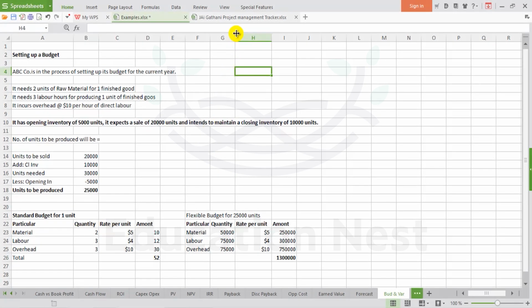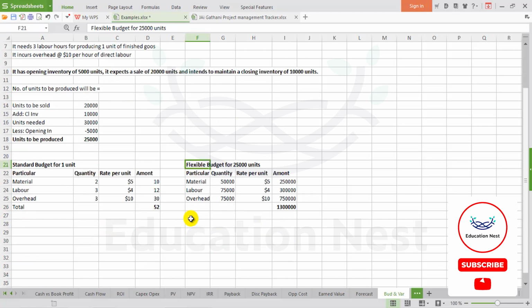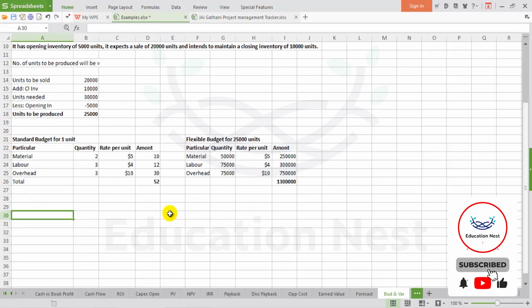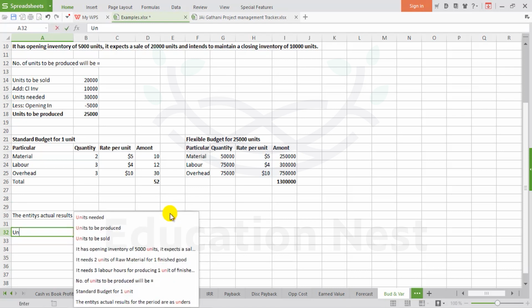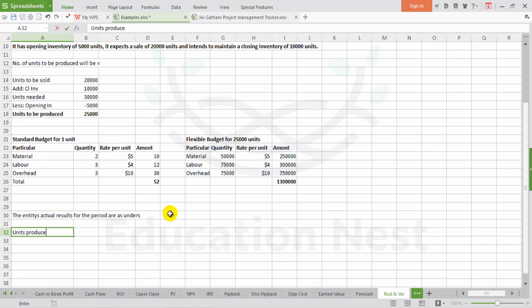Now we're going to see how we compute the variance out of this budget over here. Before that, we need some actual data also. Let us say the entity's actual results for the period are as under. It produced 25,000 units. We're going to be staying same in that. Now we're going to say units produced 1,000 units. Okay.